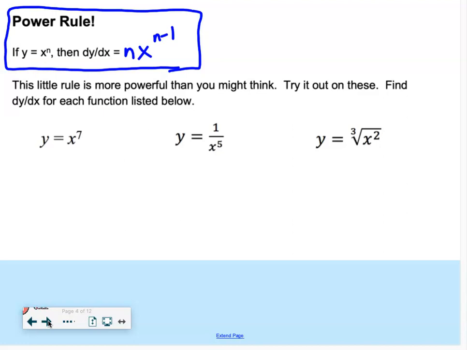For each of these, especially for these two, I want to see if you can rewrite the function as x to a power and then apply the power rule. So take a minute, see if you can work these out.